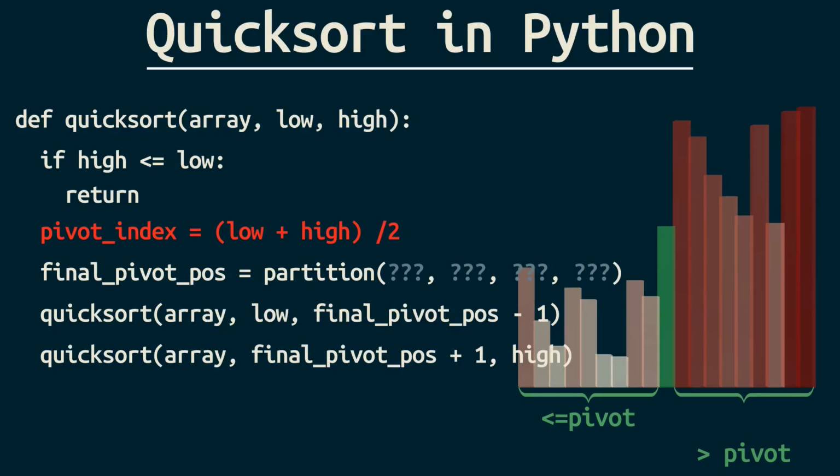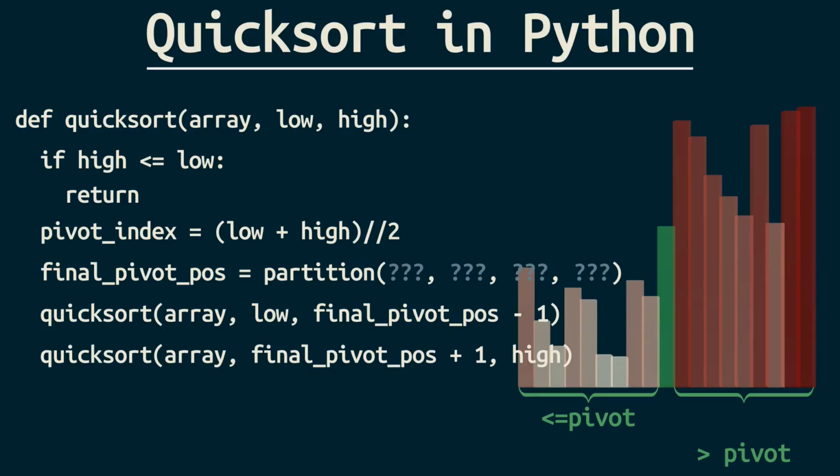So, just double the division sign to force integer division. This chops off anything after the decimal point to make an integer, so that we always get an index we can use. Then, we partition. The partition code is the tricky part, so we'll write that separately in a second. For now, we only need to know what parameters to send into partition.